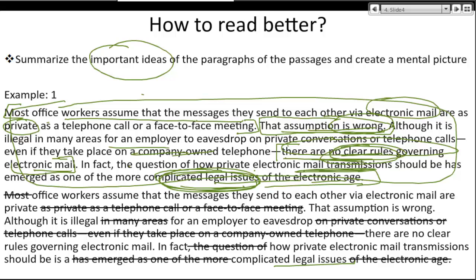And then I will go to the next paragraph, and I will try to connect the paragraphs, and then I would get the broad idea. And that broad idea is that there are no clear rules governing electronic mail. There must be rules, and the rules must be pertaining to these things. And then I will go to the passage and read the first question.